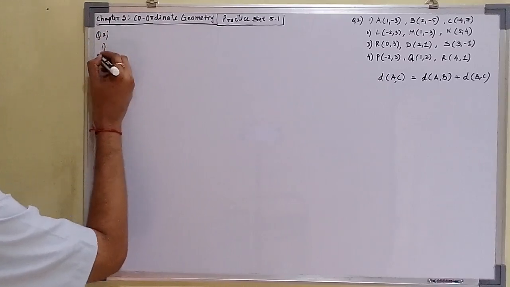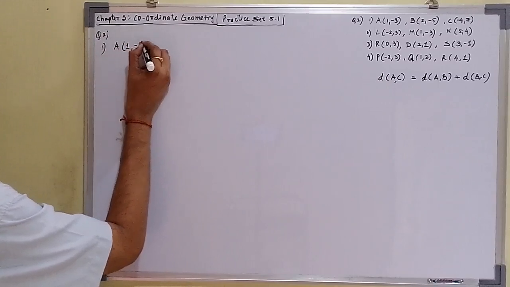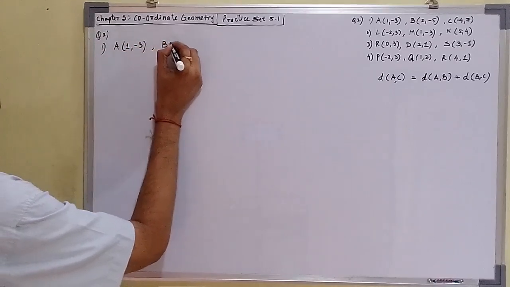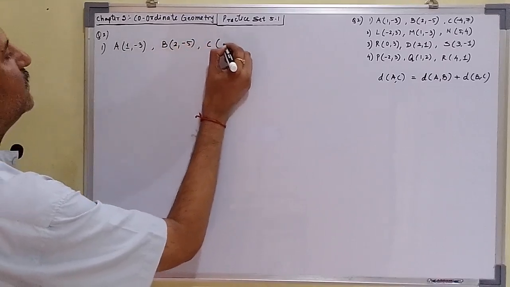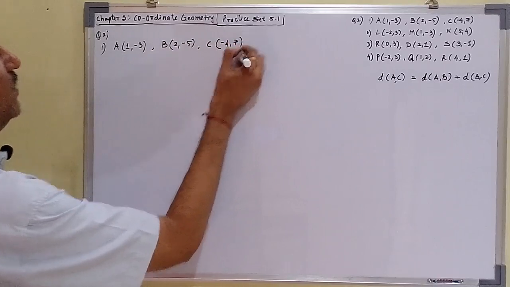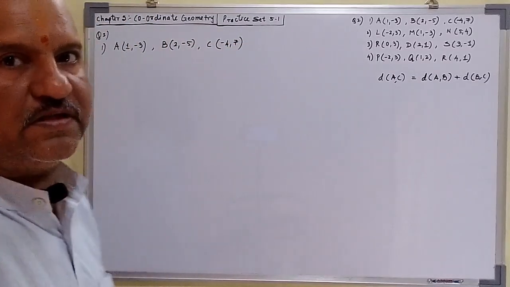Question number 2 first. A is (1, -3), B is (2, -5), C is (-4, 7). So now let us start.